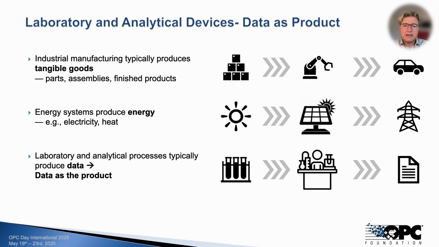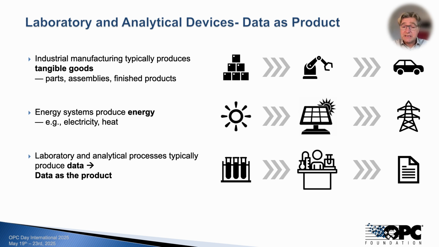Let's take a step back and look at the outcome of different types of processes. In industrial manufacturing, the result is something tangible, a part, a component, or even a complete car. In energy systems, the outcome is clear. Electricity, heat, or power, something you can measure and consume.